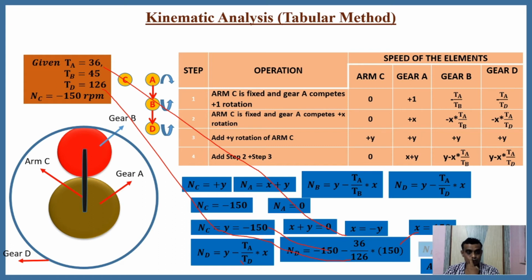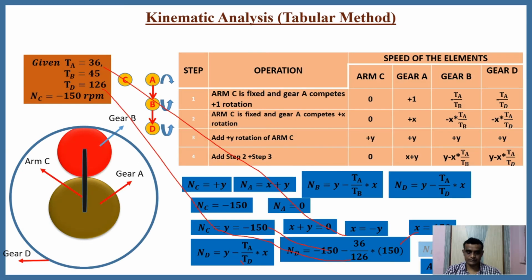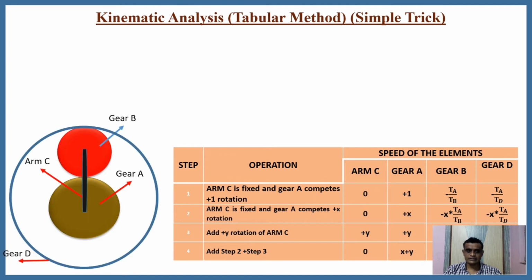In this way, we have to solve the numerical based on the epicyclic gear train. Again, I'll try to explain one simple trick for how to do this. What you have to do here is separate the arm. You have to write the arm down towards the left side. Again you have to consider the input gear. In this case, any one may be input. You can take D as input or A as input.